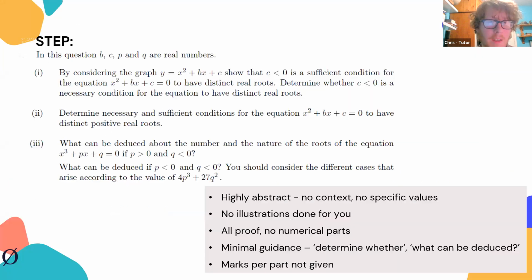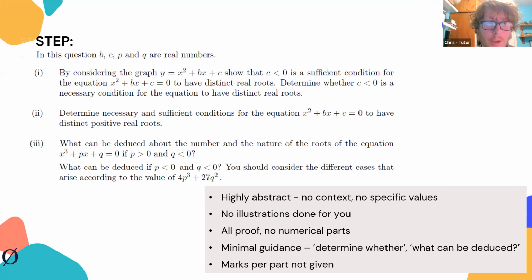So if you compare to STEP, it's the opposite on all those points. Here we've got another question, which is about quadratics. But firstly, there's no real world context. There's no picture drawn for you. It's highly abstract. There aren't even many numbers. You can see the very first line is defining 4 constants, and then we just use constants all the way through. You have to draw your own graphs.